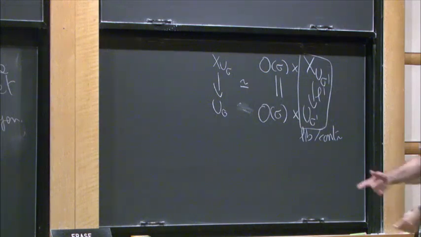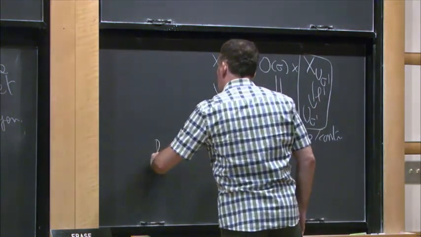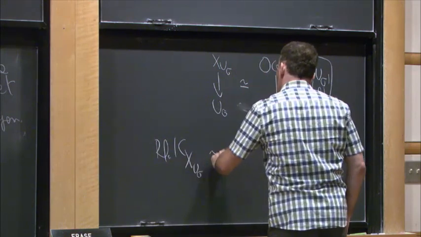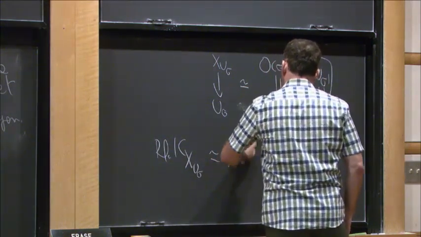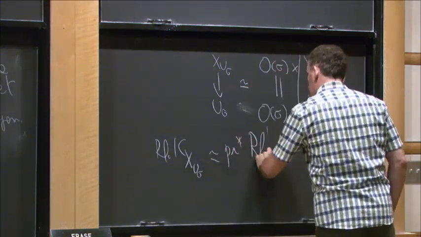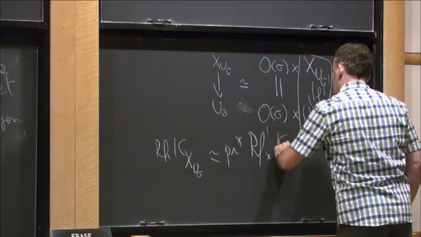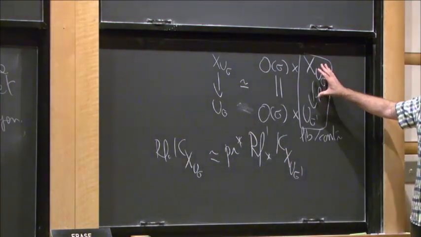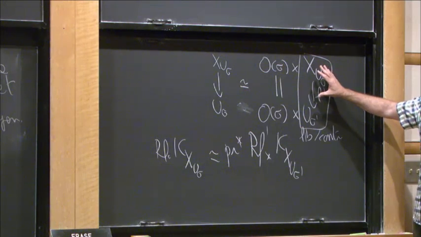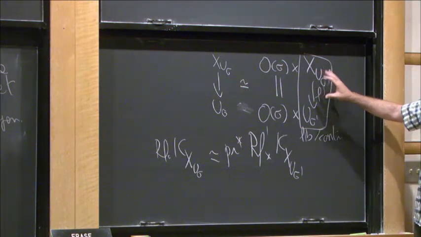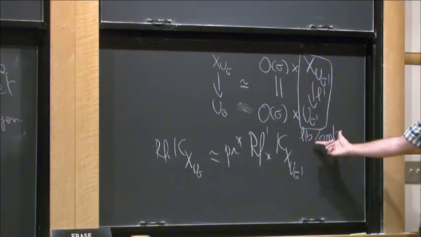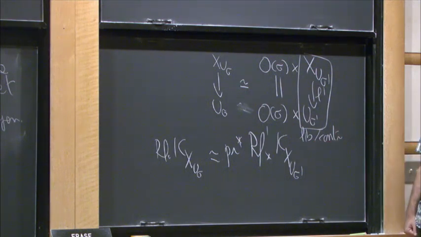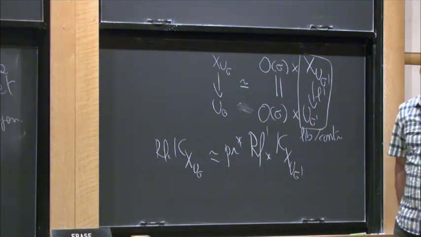What's the advantage? It's that Rf lower star of IC_X_sigma is the pullback via the projection. So this is my reduction using the local triviality. So it's enough to study these. Okay, so now let's study these.